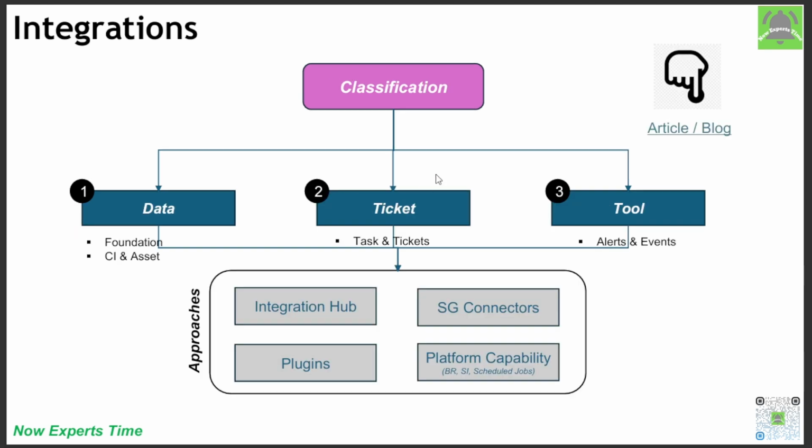Next, integrations. On the integration side, there are three classifications: data integration, ticket integration, and tool integration. Data integration is normally the foundation data you are talking about. Foundational data means user data, company data, department data, support group data, and which role is assigned to person X, person Y. Those types of items we consider as foundation data.